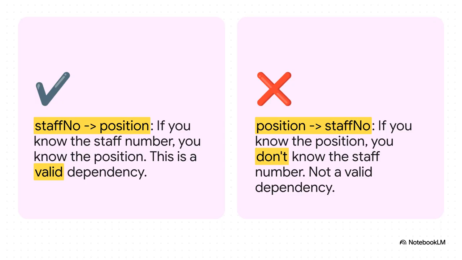Now, it is absolutely essential to get this. It's a one-way street. A staff number, like SL21, will always point to one specific position, in this case, manager. That's a solid dependency, but you can't go the other way. Knowing someone is a manager doesn't tell you their unique staff number, because you could have lots of managers. Understanding this direction is the key to this whole thing.